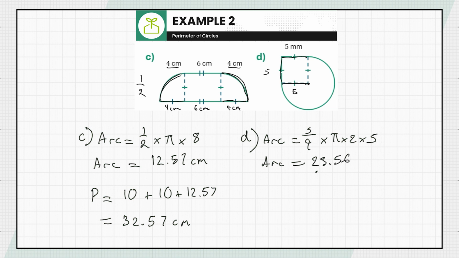Now, if you're wondering that this up the top might be in the wrong order, with multiplication, the order doesn't actually matter. So 2 times pi times 5 is the same as pi times 2 times 5. Alright, so now that we have that, our perimeter is just going to be equal to this number here, and then our 2 groups of 5. So it's 23.56 plus 10, which is just equal to 33.56, and that is in millimeters.